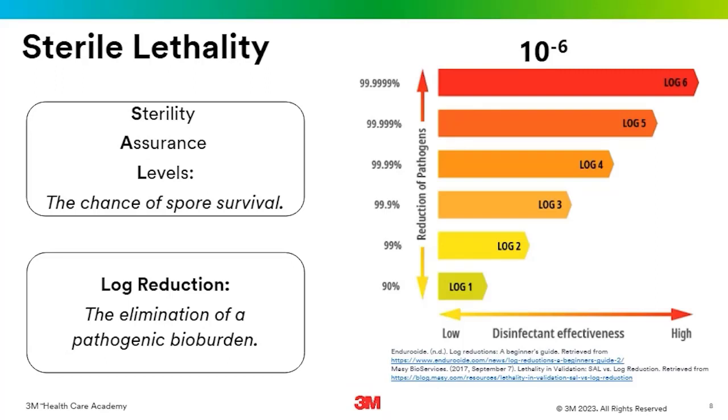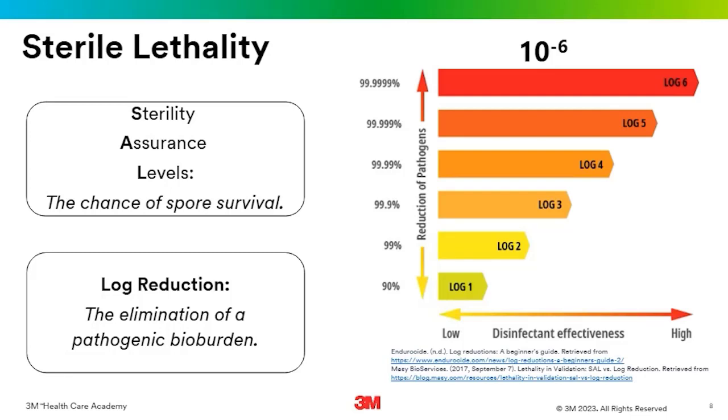So let's talk a little bit more about what sterile lethality is and how we get along with this person named Sal. No, SAL and AMI, right? You can't escape them in sterile processing. But sterile lethality is broken up into viable aspects known as the sterility assurance level and log reduction. So your SAL levels, or your sterility assurance level, demonstrate the chance of spore survival. Now, in sterile processing, we operate under a 10 to the negative 6 SAL, okay, or your sterility assurance level.